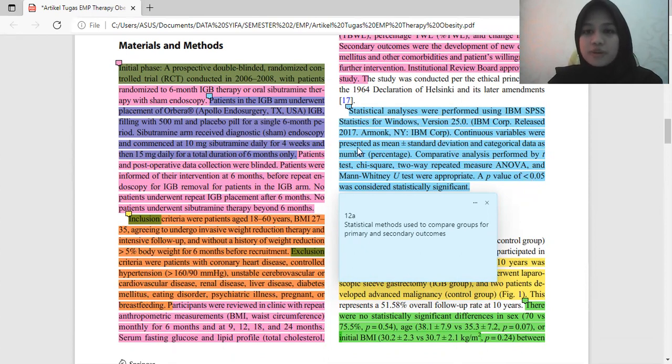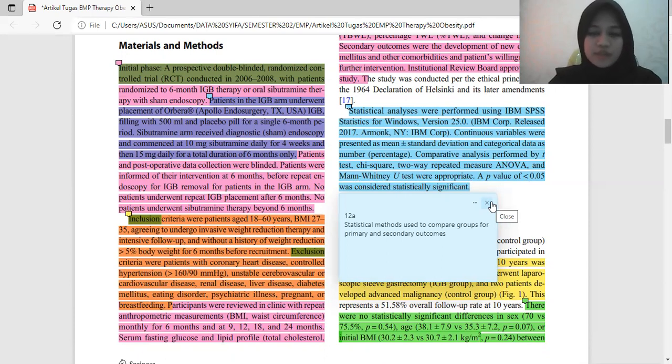Continuous variables were presented as mean and standard deviation, and categorical data as number and percentage. Comparative analysis was performed by t-test, chi-square, two-way repeated measures ANOVA, and Mann-Whitney U-test. A p-value of less than 0.05 was considered statistically significant. So number 12A is available.